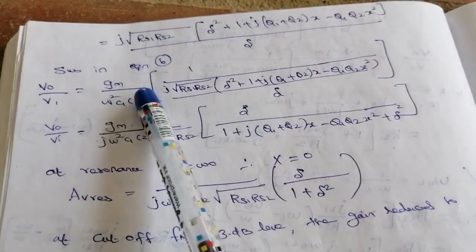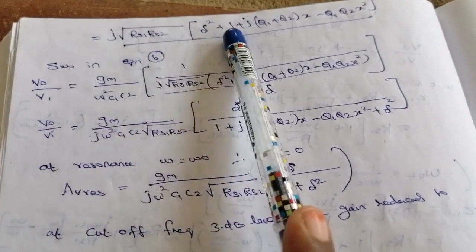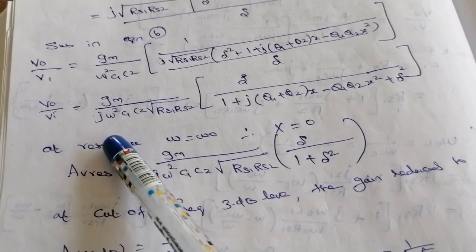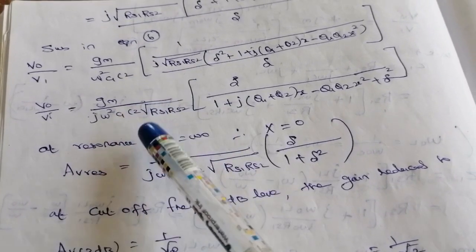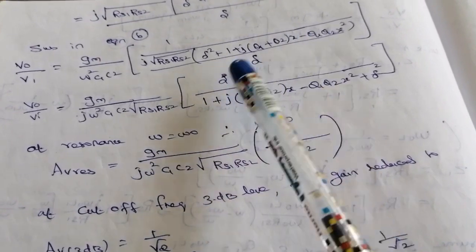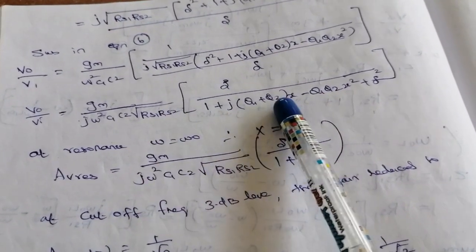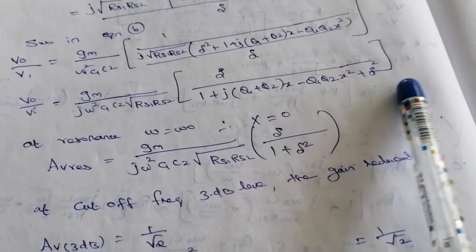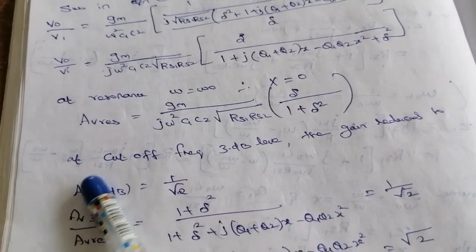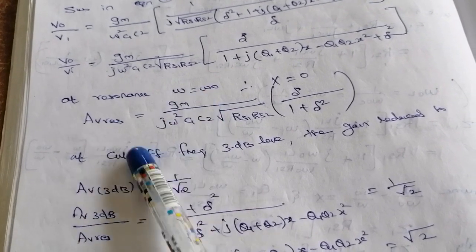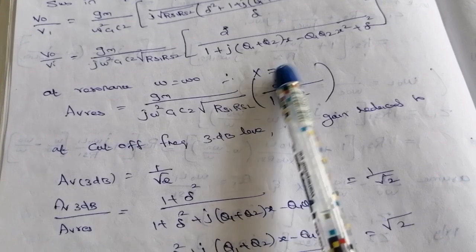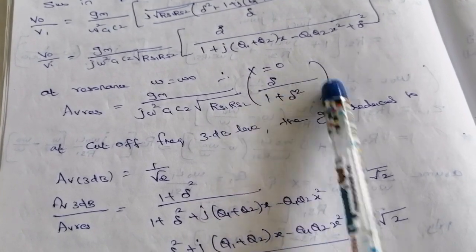So we have Vi equal to gm by omega squared C1 C2. That second term is this one. So substitute this value. So we have Vi equal to gm by j omega squared C1 C2 into that Rs1 Rs2 into del divided by 1 plus j Q1 Q2 x minus Q1 Q2 x squared plus del square. At resonance omega equal to omega naught, x is equal to 0. So Av at resonance equal to gm by j omega squared C1 C2 Rs1 Rs2 del divided by, x value is 0, so the remaining 1 plus del square.